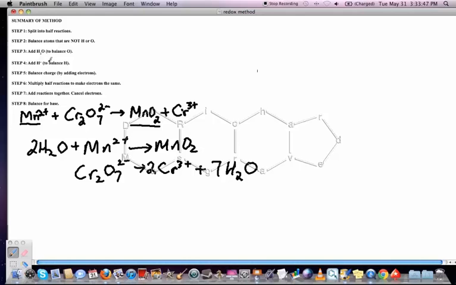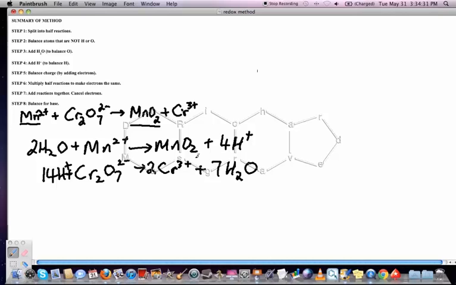Next we want to balance the hydrogens, and we do that by adding H+. Down here I've got 2H2O, that's 4 hydrogens. I've got no hydrogens over here, so I'll add 4 H+ over here to balance the hydrogens out. Remember, we're balancing for acid first, and then we'll balance for base later. Okay, next we've got 7H2O over here, so we've got 14 H+. I'll put 14 H+ over here. Alright, so we've got our hydrogens handled.